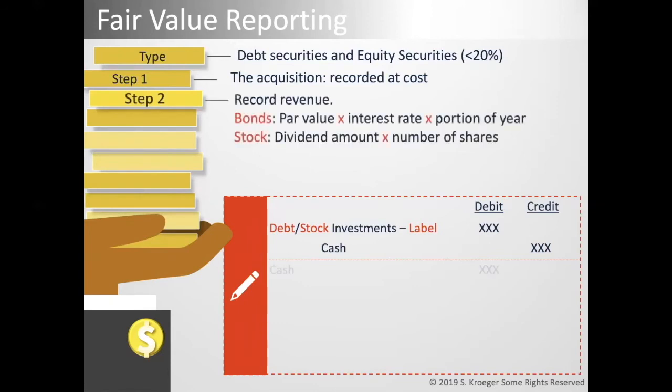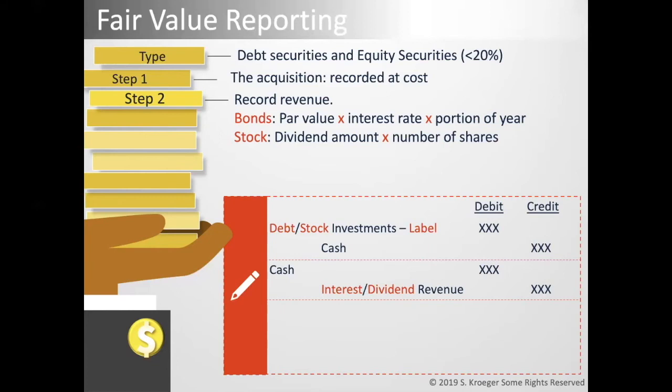Next, we will look at the entries for receiving dividends or interest. If it's a stock investment, you would be receiving dividends, and if it's a debt investment, you would be receiving interest. The journal entry consists of debiting cash because we will be receiving cash and crediting either interest revenue or dividend revenue. You would choose one. The entry is pretty straightforward. However, determining the amount is a little more difficult.